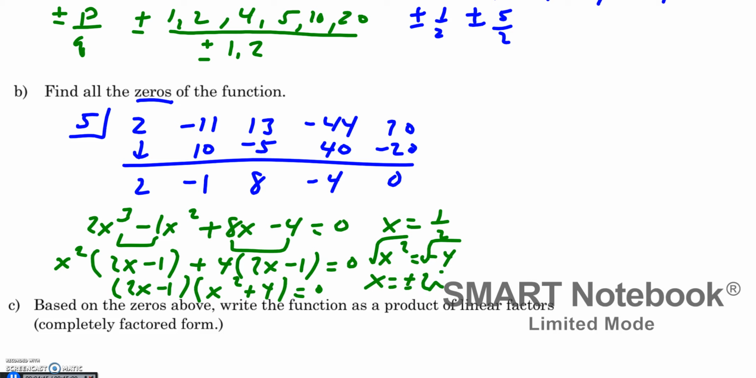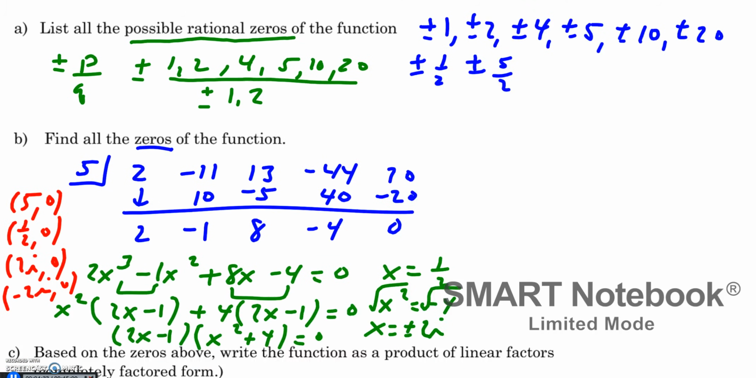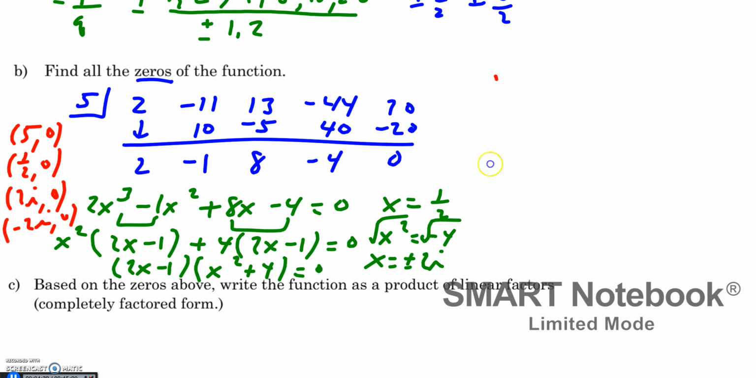So if I did it the first way, my zeros would be (5, 0), (1/2, 0), which we knew already from the graph as well, (2i, 0), and then (-2i, 0). Now, I would like to point out again that because the highest degree was 4, it makes sense that we have 4 possible zeros, and again, some of them can be imaginary.